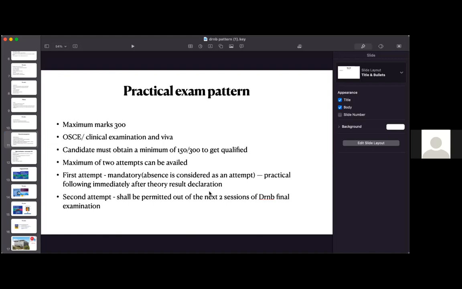Okay, sir. Yeah, for practicals, even we have to get 150 out of 300. And the maximum number of attempts for practicals is 2. The first attempt is immediately after the result declaration, and it is a mandatory attempt. If you're absent for this practical, they'll consider it as an attempt. So there will be only one more option for you.